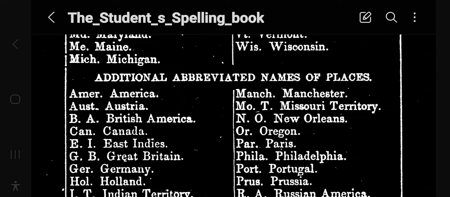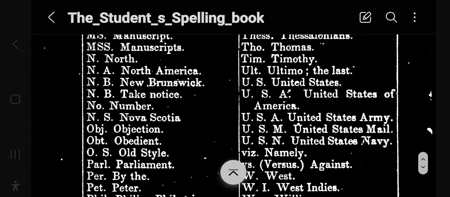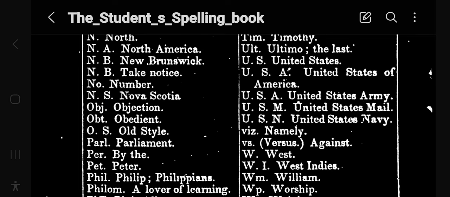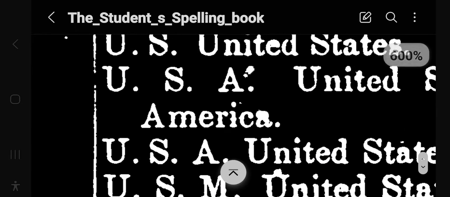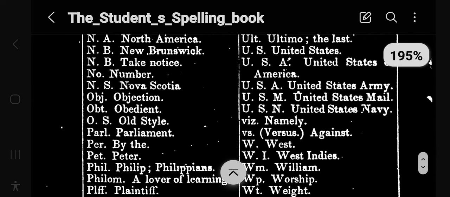Additional abbreviation names and places. Alabama, USA. Why is USA in here twice? Oh, USA, United States Army, versus USA with a dot means United States of America. Yeah, it looks like there's one of those accent marks. NS means Nova Scotia. NA means North America, or not available.